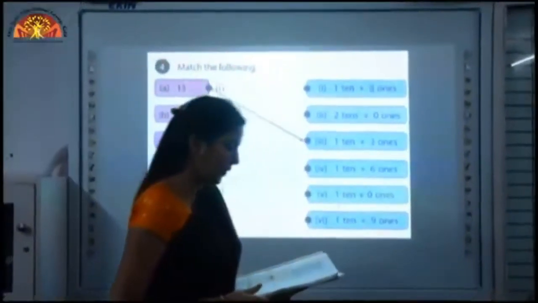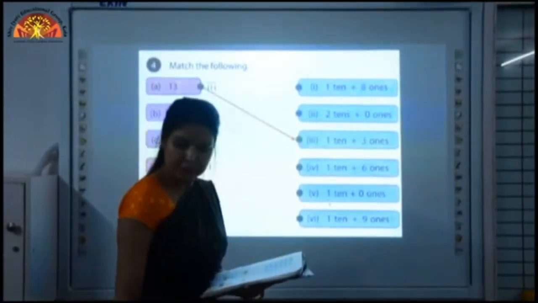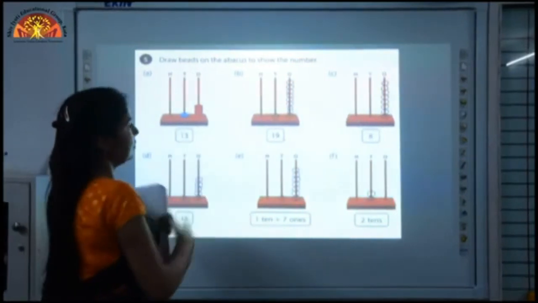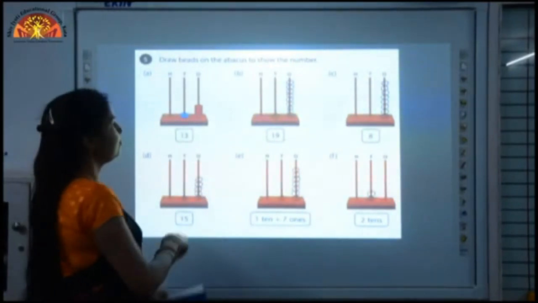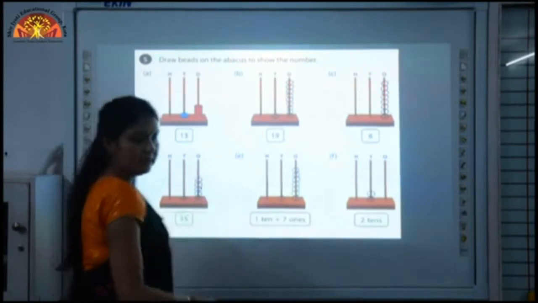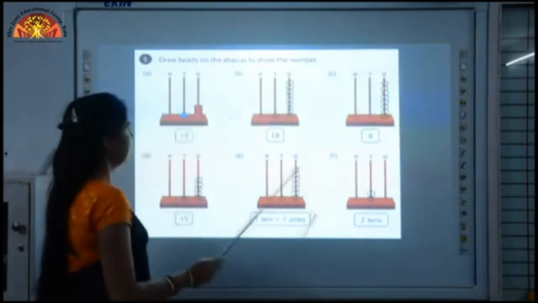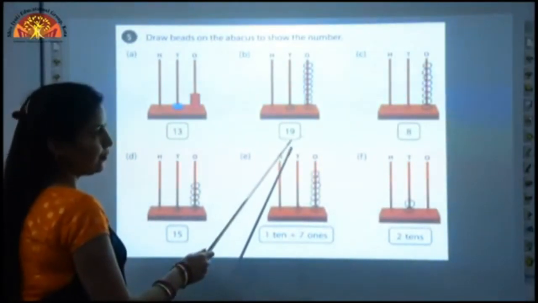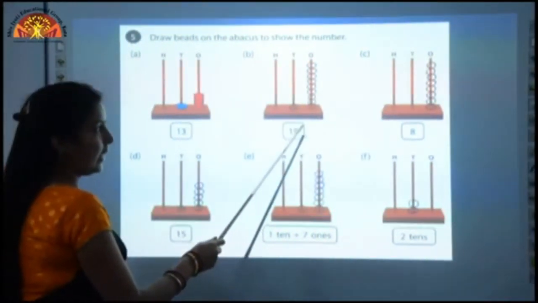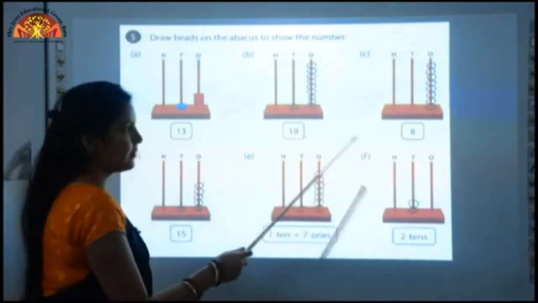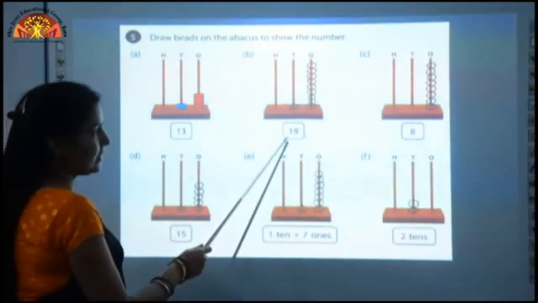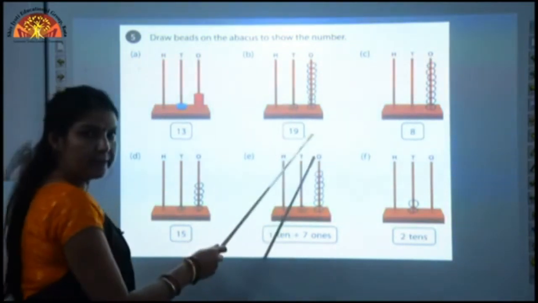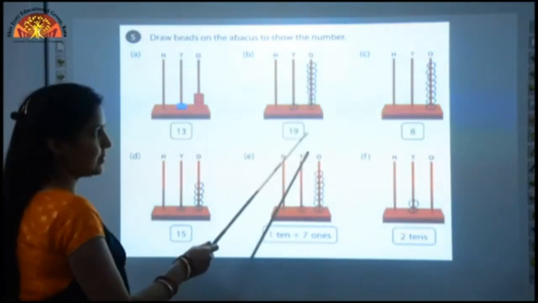Question number 5. Draw beads on the abacus to show numbers. Here abacus are given. So what you have to do? You have to draw the beads according to their numbers. Here 1, 9, 19 is written. So first of all we will draw 9 beads at ones place, and here 1 is at tens place. So we will draw 1 bead at tens place. I hope you have understood.